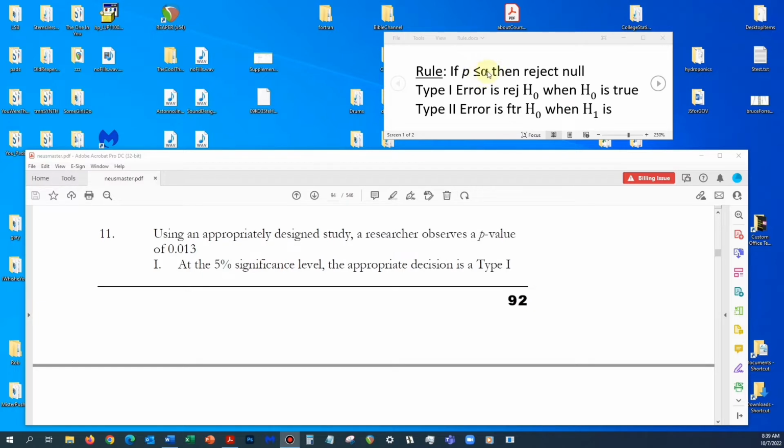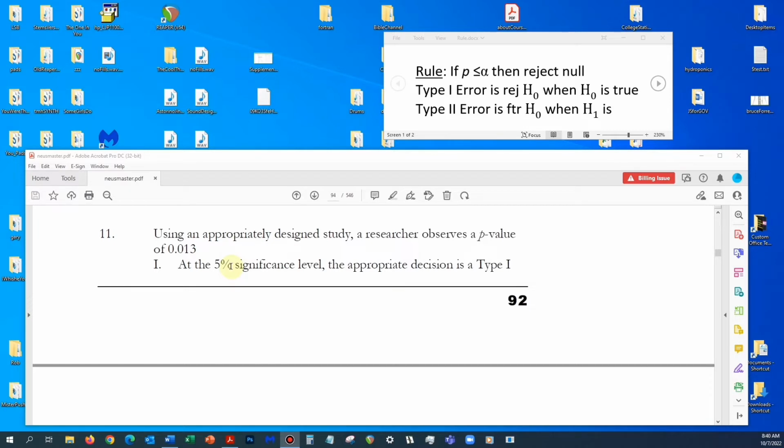So if you look at the rule here, this rule tells us that the appropriate decision is to reject the null hypothesis. Now, let's look at this really carefully. The definition of a type 1 error is rejecting the null hypothesis when the null hypothesis is true. So a type 1 error is possible at the 5% significance level, but so is a correct decision.